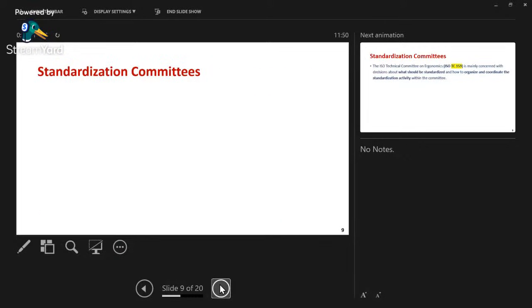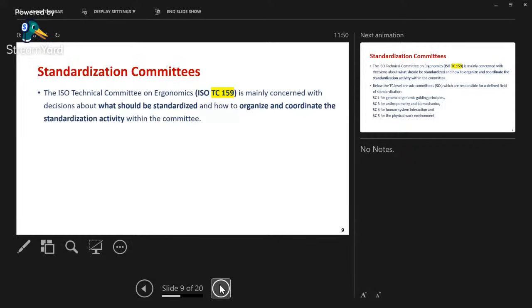Now, how are these standards made? These standards are made through a series of standardization committees. As I said, within ISO, for different types of standards, there are different types of standardization committees. The standardization committee for ergonomics is called technical committee 159. So that means there had been 158 committees before they started thinking about ergonomics. And interestingly, occupational health and safety is 283. So from 159, the starting of ergonomic standardization, to the starting of occupational health and safety standardization, it has been from 159 to 283.